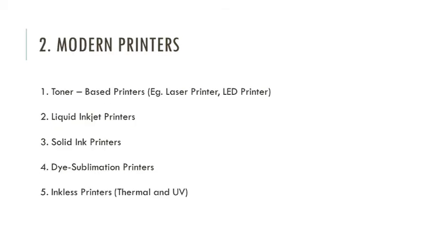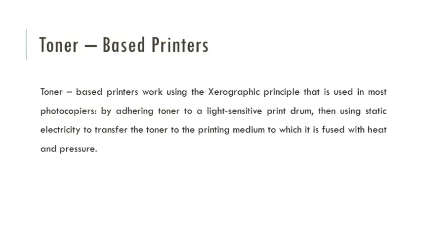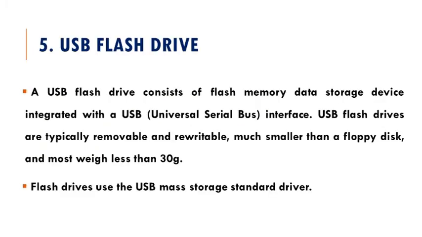Then under the modern printers, we have the toner based printer, in which the toner based printers work using the xerographic principle that is used in most photocopiers. Then we have the laser printers, and then the liquid inkjet printers, and then also the solid ink printers, the dye sublimation printers, and finally we have the inkless printers, which is also known by the name the thermal and the UV printers. So these are the different types of printers that are available today. So we had to focus on these different types of printers, especially the modern printers as well as the impact printers.